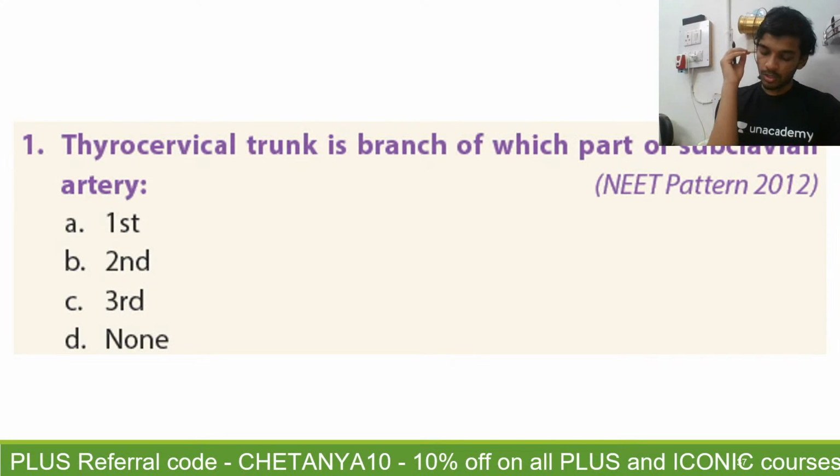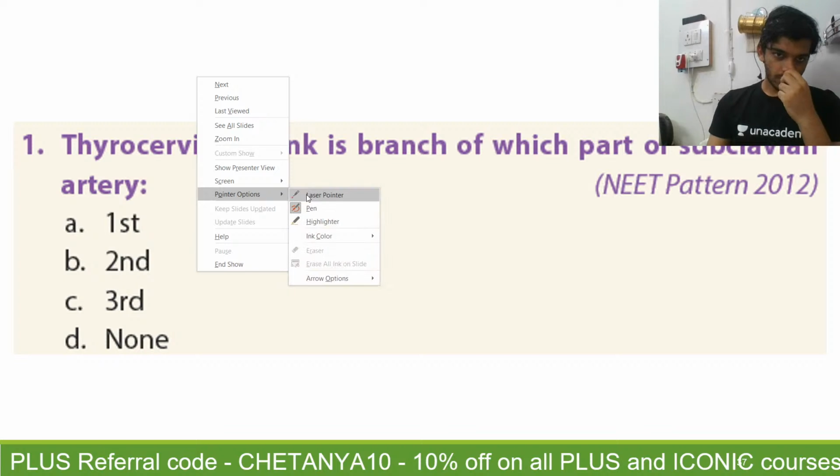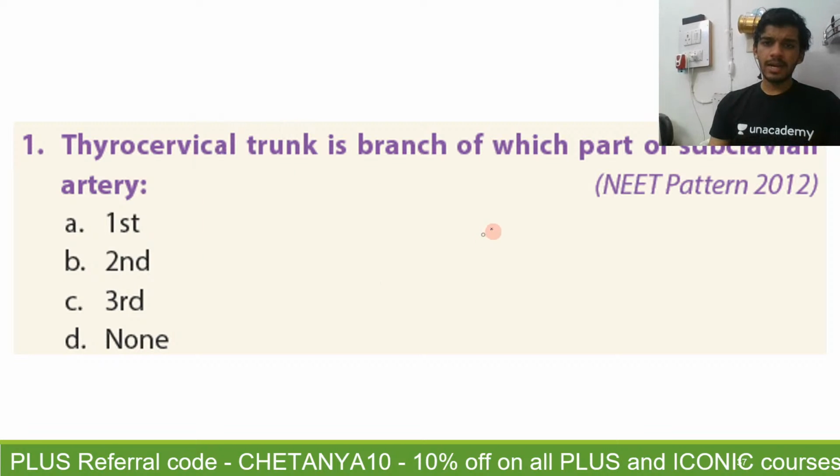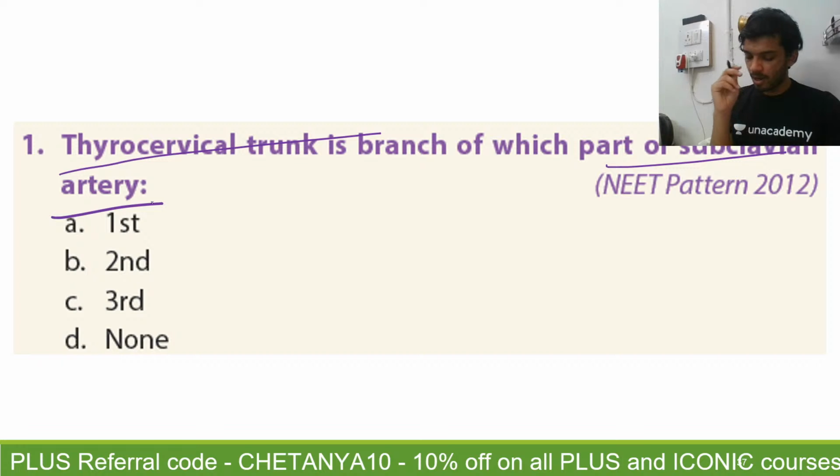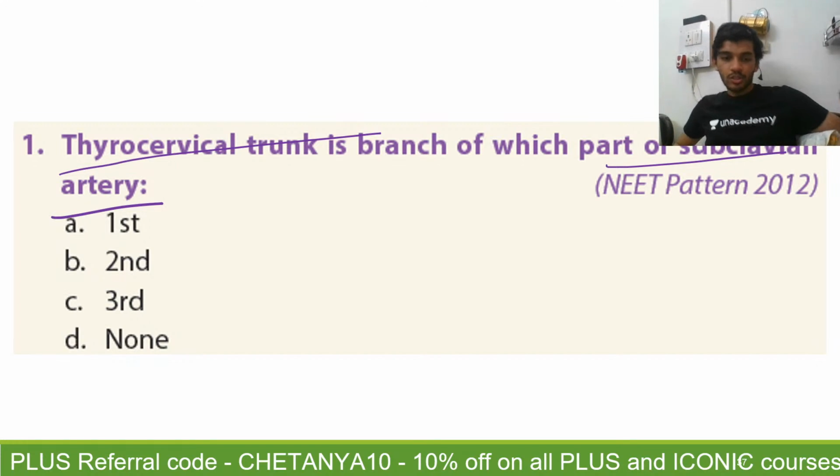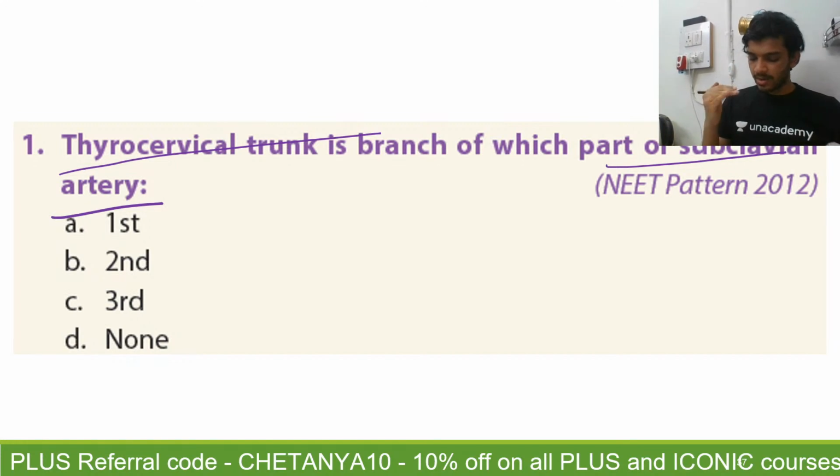Now it's time to move on to the questions. My first question is: thyrocervical trunk is a branch of which part of the subclavian artery? A very easy question. Thyrocervical trunk is a branch of which part of the subclavian artery? Give me an answer within the next 15 seconds, and then we can move on from this question. I just want to make sure that we start from the basic concept and then go to the difficulty level that is desired.